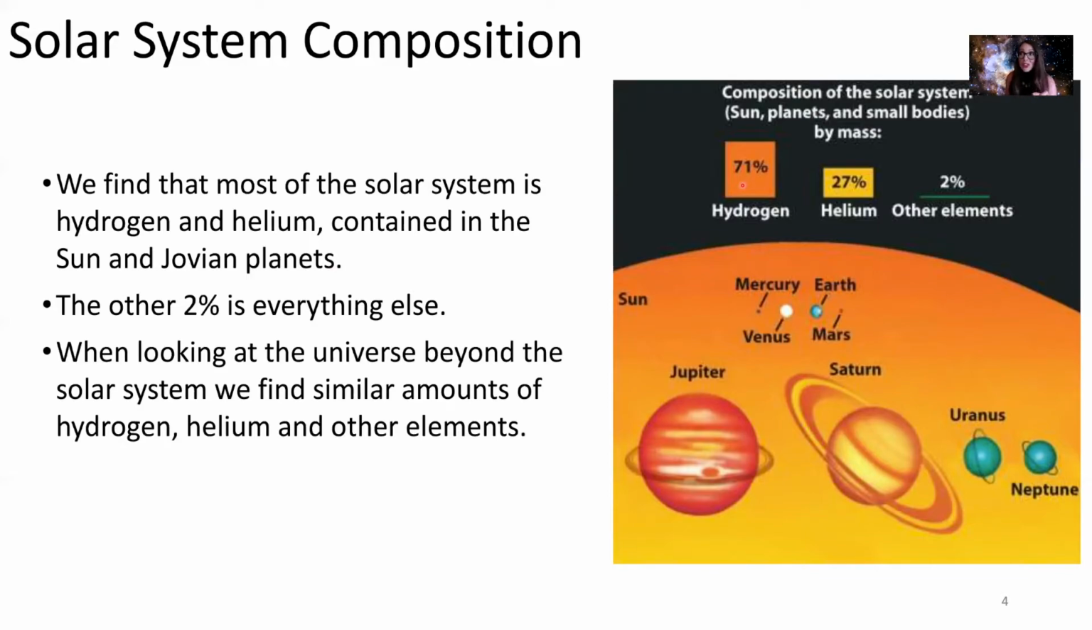Hydrogen is the first element on the periodic table. The next element on the periodic table is helium. So 27% of our solar system is made up of that. And then the other 2% are all the other elements. So, we're made up of carbons and silicons, and we breathe oxygen. And all those other things, gold that our jewelry is made up of, all that other stuff that isn't hydrogen and helium only composes 2% of the mass in our solar system.